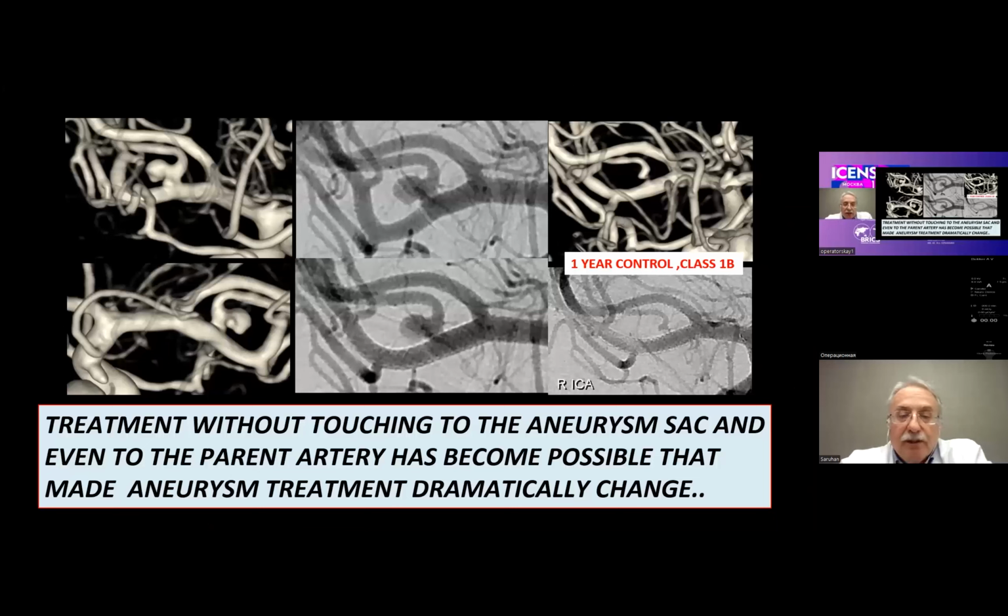aneurysm not only without touching the aneurysm sac, but also the behind artery. This is an aneurysm originating from that trunk, as you see. We treated the aneurysm indirectly in the secondary trunk with a flow diverter, and this is a 1 year follow-up. And basically, this is the simplification.